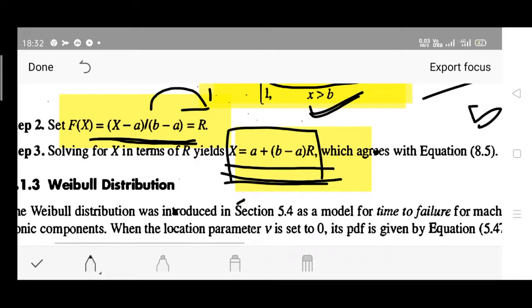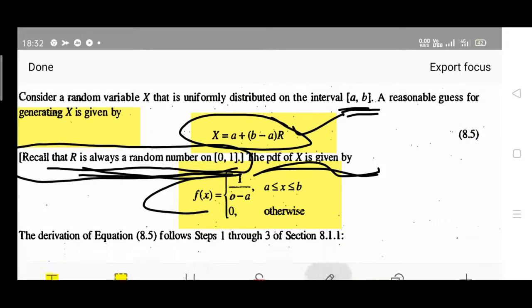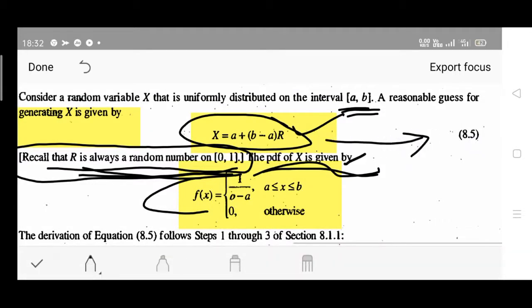After simplification, this is the same as equation 8.5: x equal to a plus (b minus a) into r. You just have to remember the equations for the different distribution functions. Now we are talking about the uniform distribution; earlier we discussed the exponential. Next will be the Weibull distribution, then the triangular distribution, and so on. We are supposed to discuss 4 to 5 different types. Please try to remember the formulas.